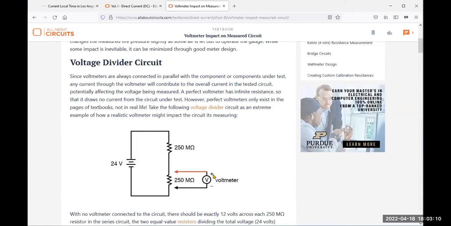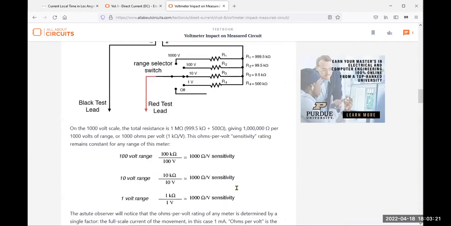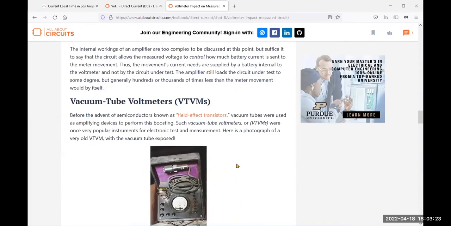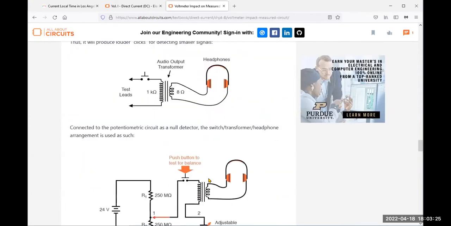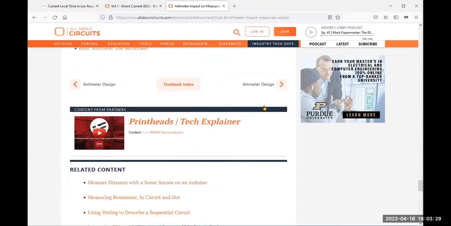That's a voltmeter. It's a device that measures how much voltage drops on an element, such as this 250 megaohm resistor. We have also seen a meter that has a circle with a letter A inside. That is called the ammeter, such as on the next page.